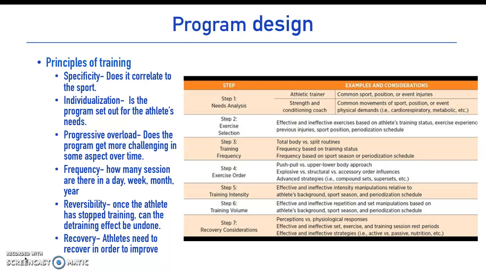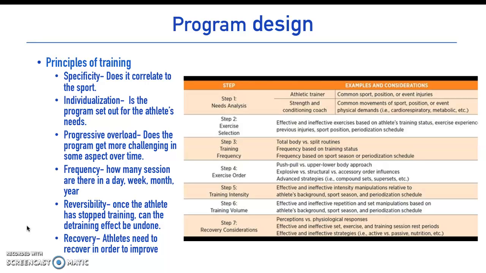We've got principles of training. Okay, so specificity. Does your program correlate to the sport that you're playing? Okay, individualization. Is the program set out for the athlete's needs? Everyone is different. Everyone will require different parts of a training program. Okay, does your program have progressive overload? Meaning, does it get more challenging in some respect? Is it getting more intense? Is it becoming more volumized? Are you changing the exercises to become more challenging?